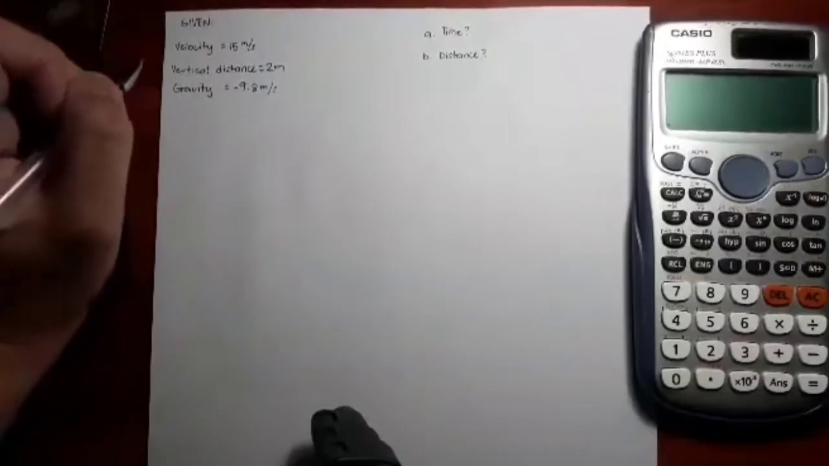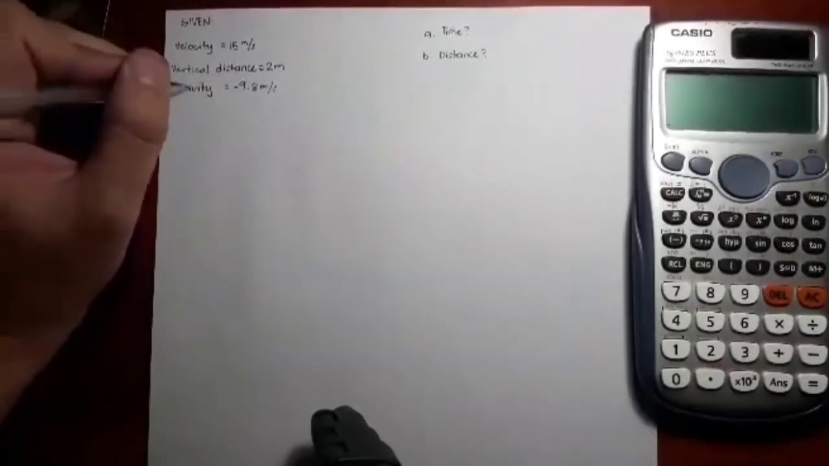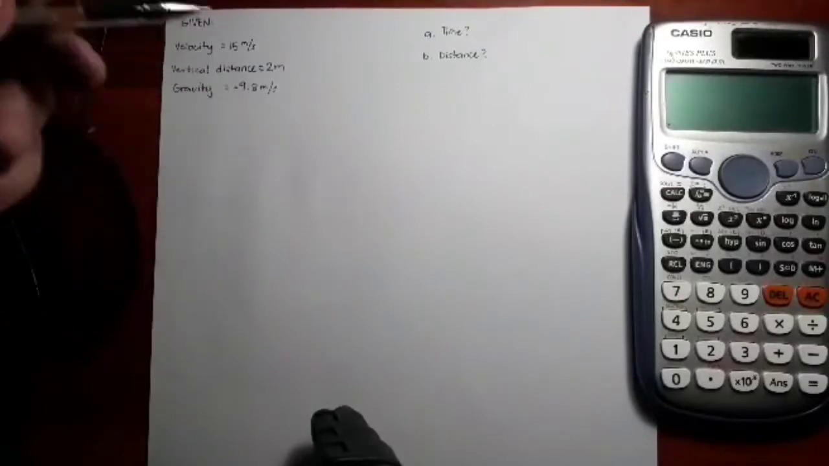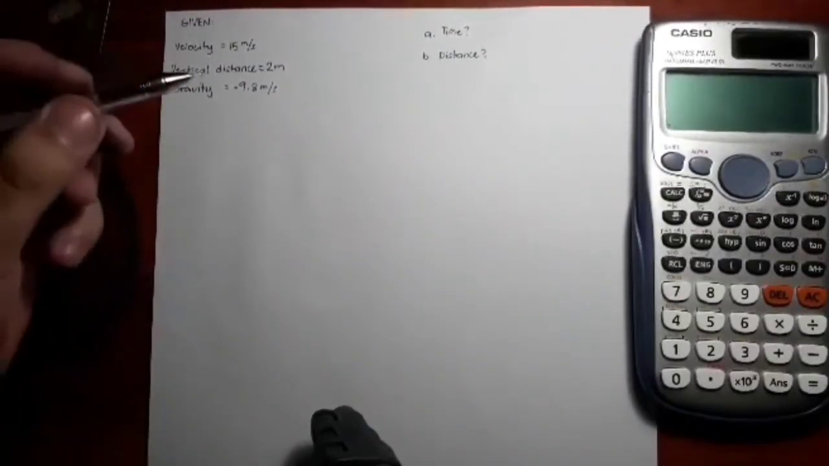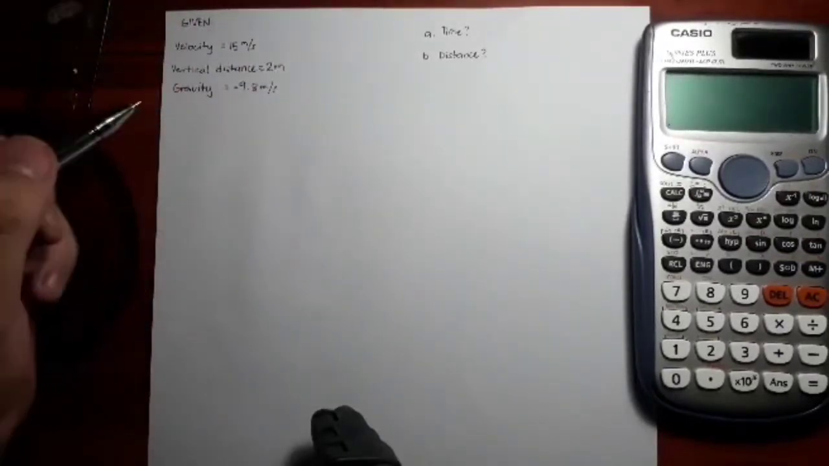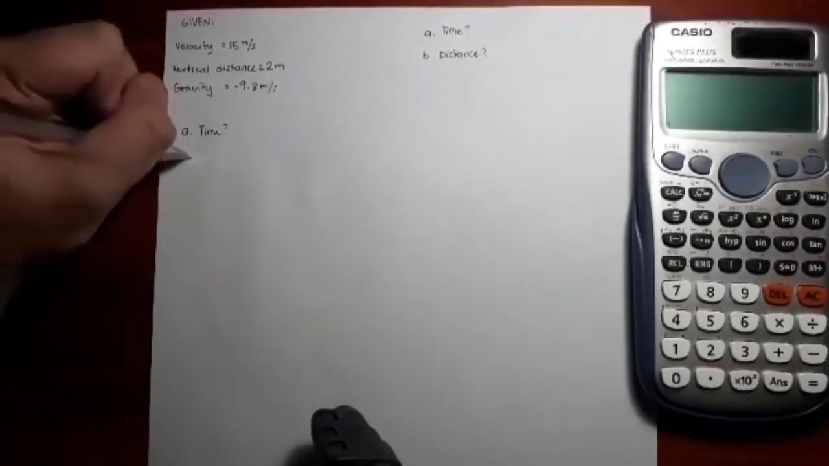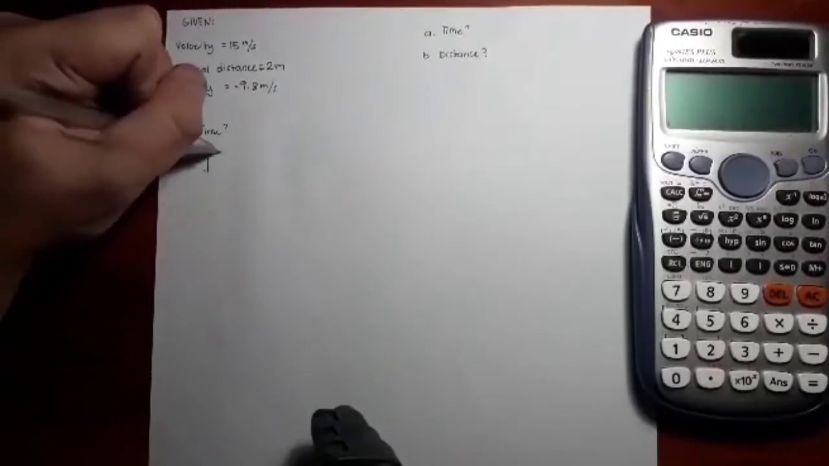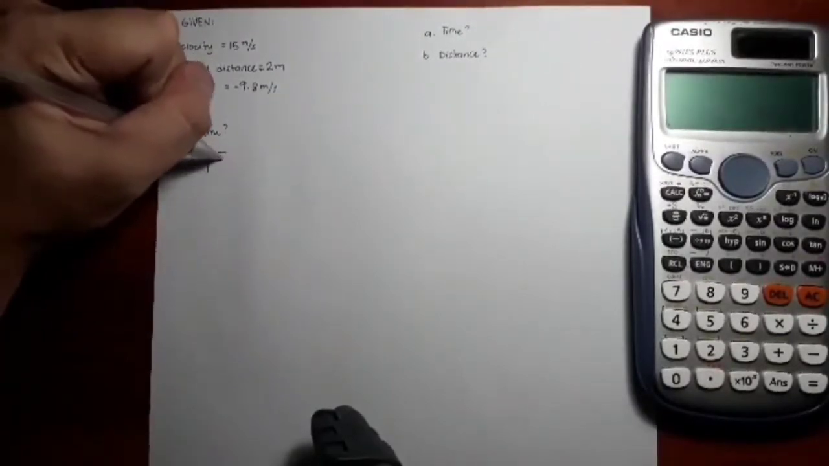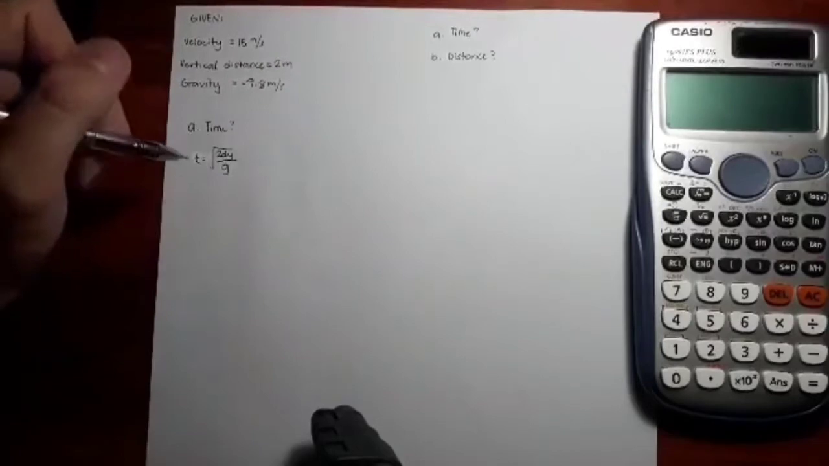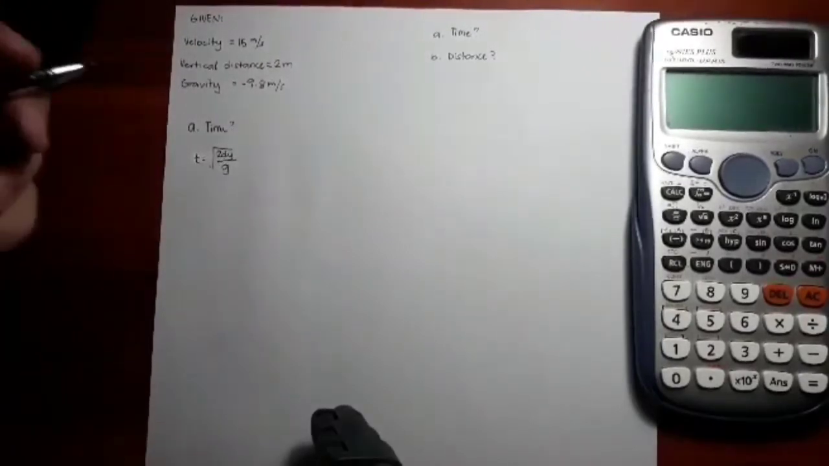So, in projectile motion, specifically when a projectile is thrown horizontally, there are given equations to help solve this problem. So, the problem is time, and there is a given equation for time. Time is equal to the square root of 2 times the vertical distance over gravity. That is the given equation or formula for time. And now, we just need to substitute the values.